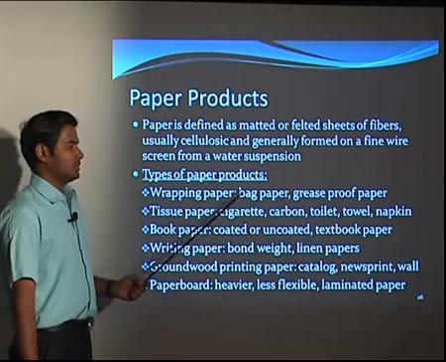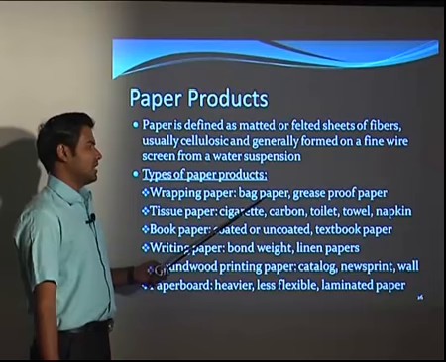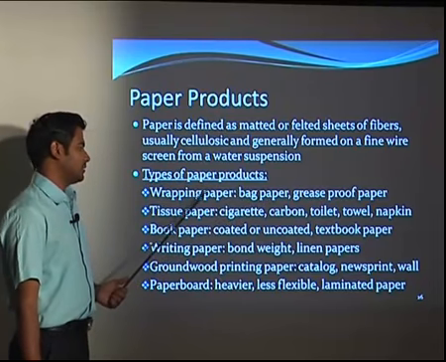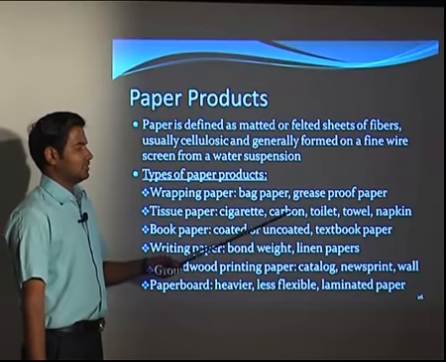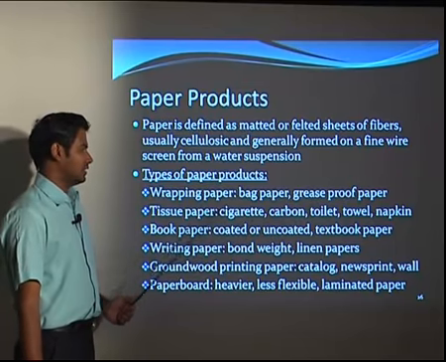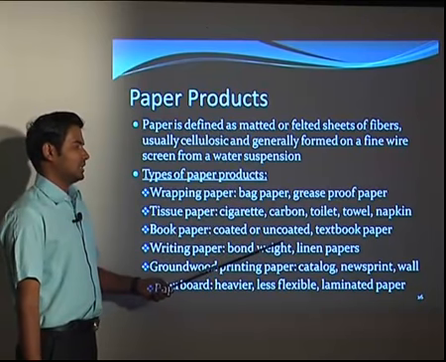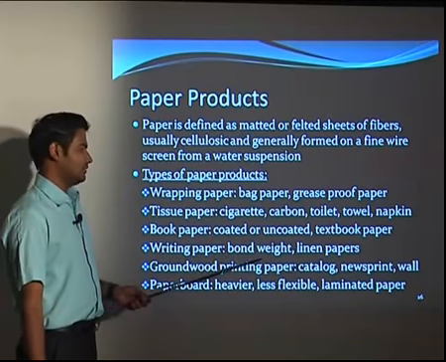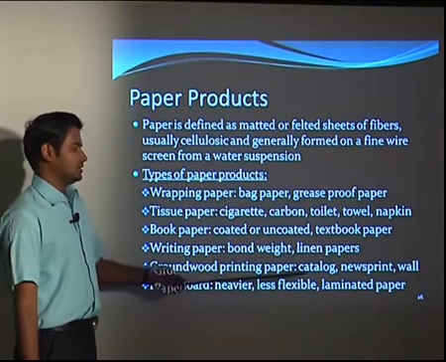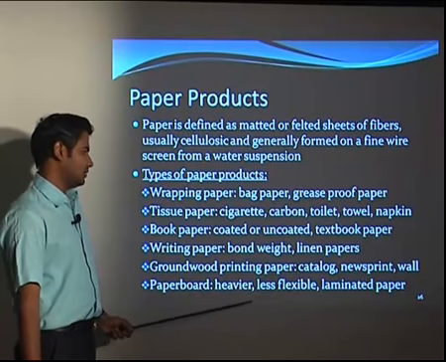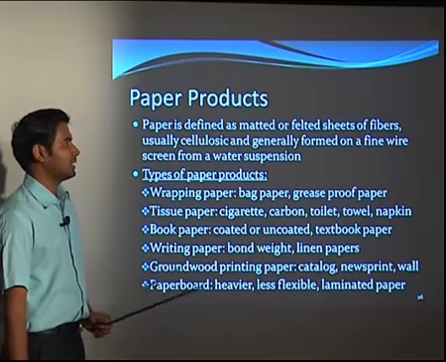Then the types of paper products. If you see, there is wrapping paper: the bag paper and grease proof paper will be wrapping paper. Then tissue paper, generally required for cigarettes, then carbon, toilet, towel, or to form napkins. Then for books we require coated or uncoated, then textbook papers. For writing we require bond weight or linen papers. Then groundwood printing paper is for catalogs, newsprint, then wallpapers. Then paperboard for heavier, less flexible and laminated papers.